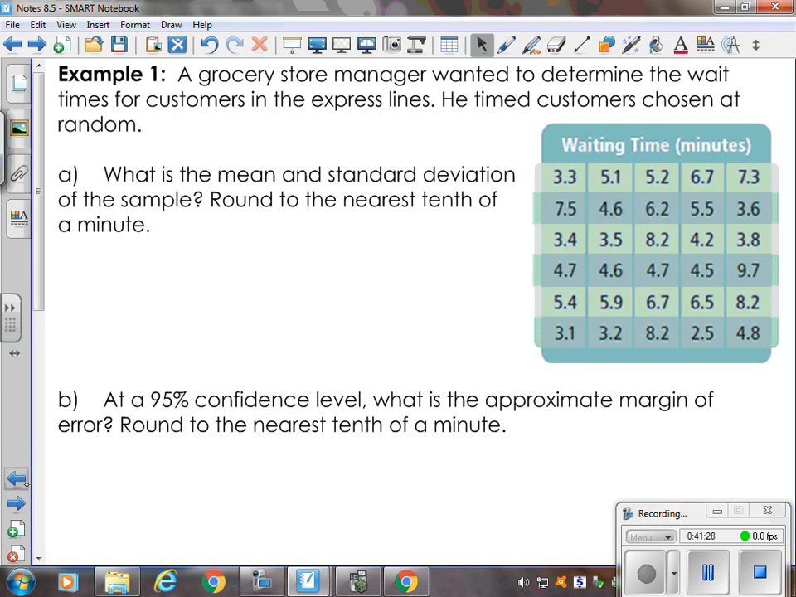All right, so it says, what's the mean and standard deviation of the sample? Round to the nearest tenth of a minute, because we're going to the grocery store and we want to determine the wait time customers have in the express line. Here are our times. So you need to put all of this data in the calculator, and then we're going to find the mean and the standard deviation of that so that we can find what the other parts of this question are. We need those two values. So I'm going to give you a few minutes to put it in the calculator and do that.